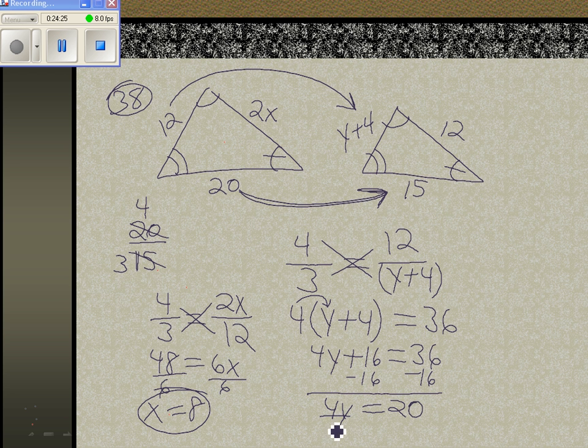Divide by 4. So we end up with y equals 5. That's what we're going to be doing for most of the rest of the chapter. Setting up and solving proportions using similar triangles.